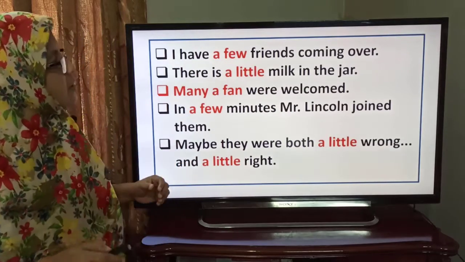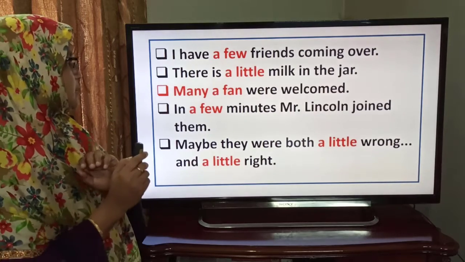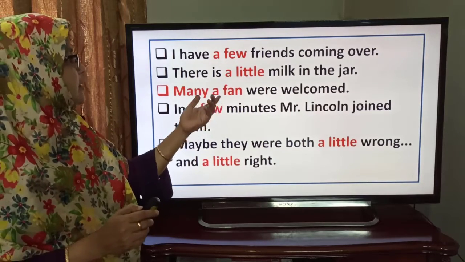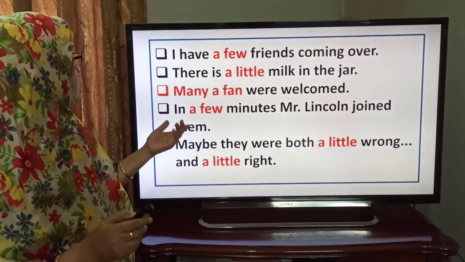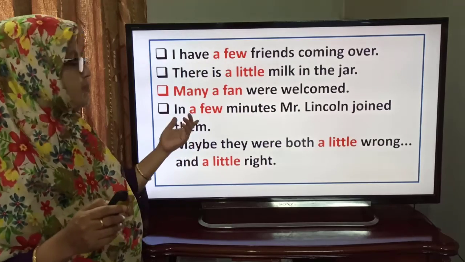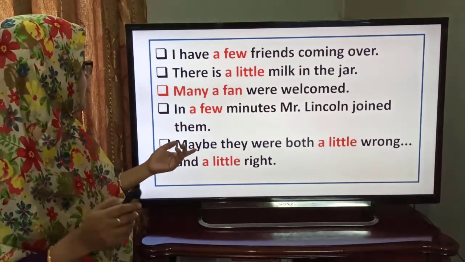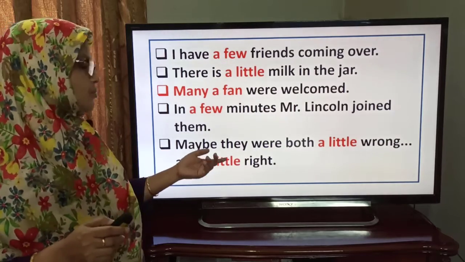There is a little milk in the jar. There is a small amount of milk. We use a little. Many a fan, where we welcomed many a fan. Okay, then another example. In a few minutes, Mr. Lincoln joined them. A few. Here we use a.